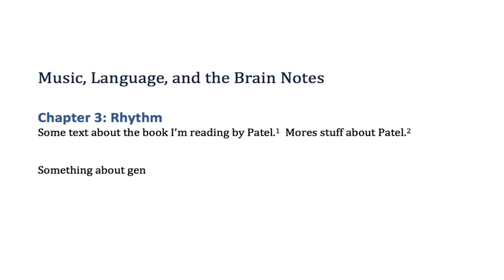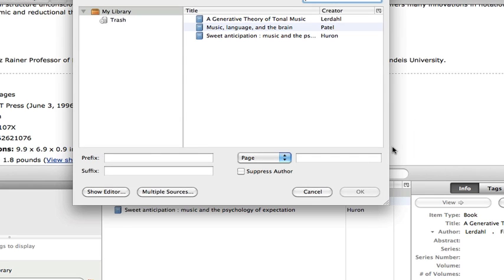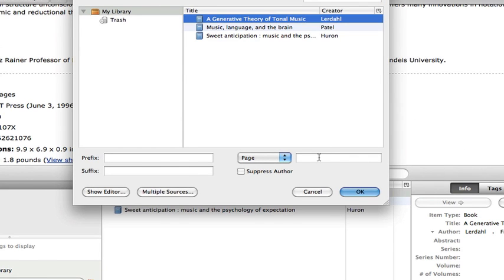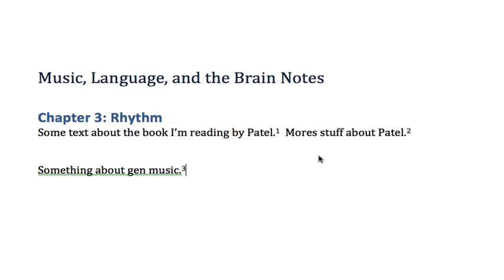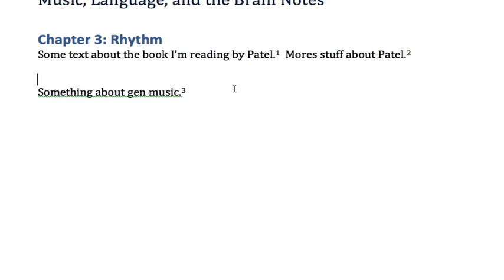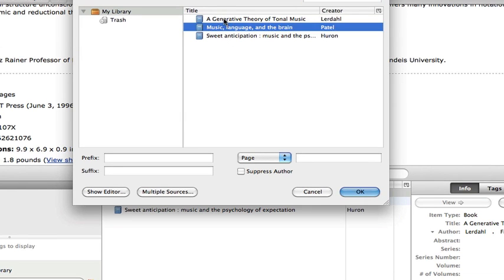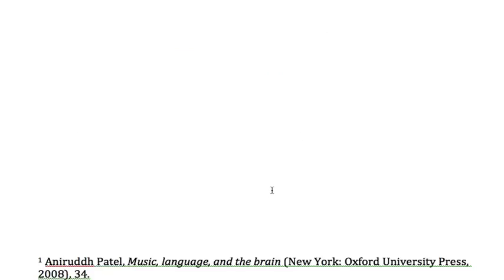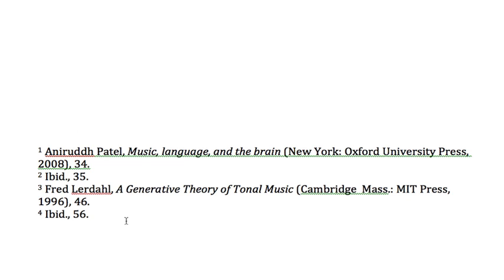Something about Gen Music. Now, when we add it in here, double click and type in our page number, boom, it creates a new citation for us. Fred Lerdahl, Generative Theory of Tonal Music, Cambridge, Massachusetts, MIT Press, and page number, fantastic. And if I did a new thing with Ibid style, then I just go add another one in there, click it, and it throws my Ibid in for me.